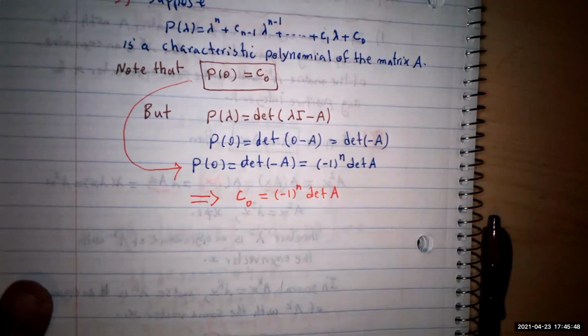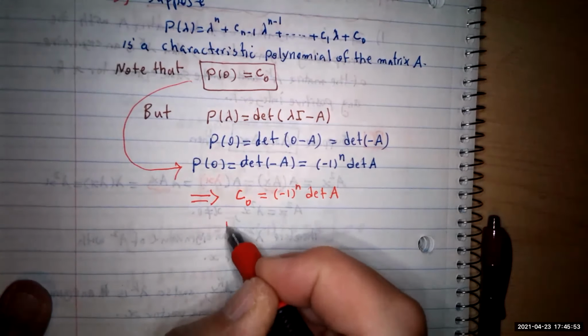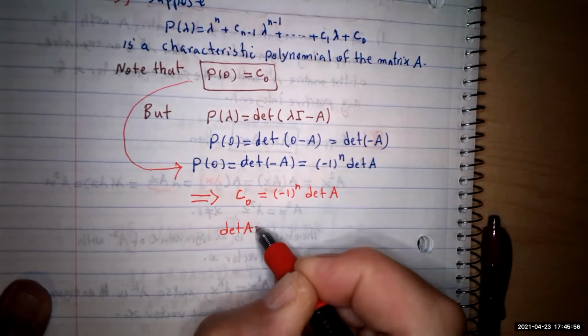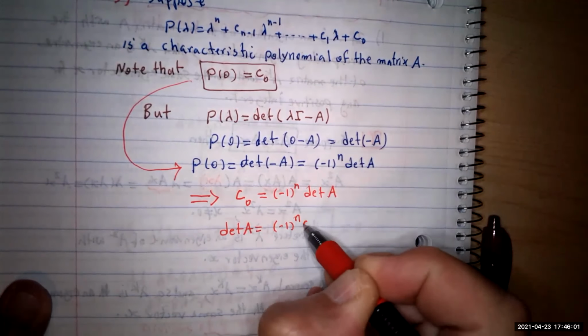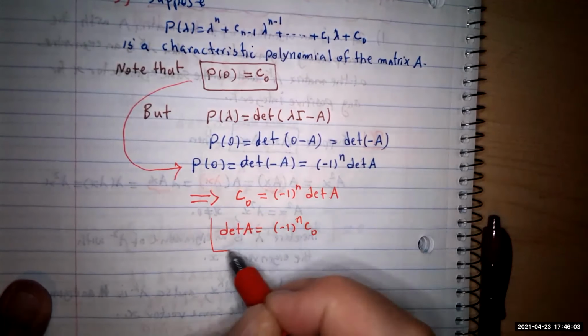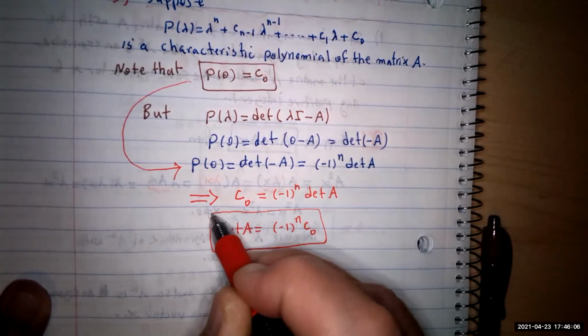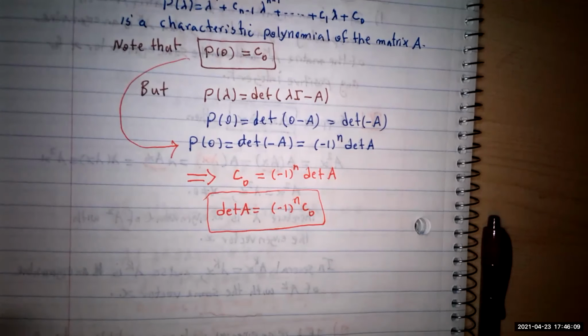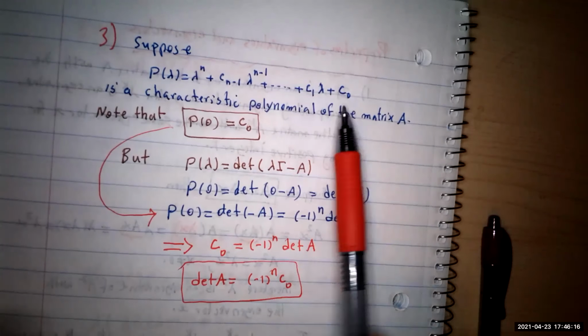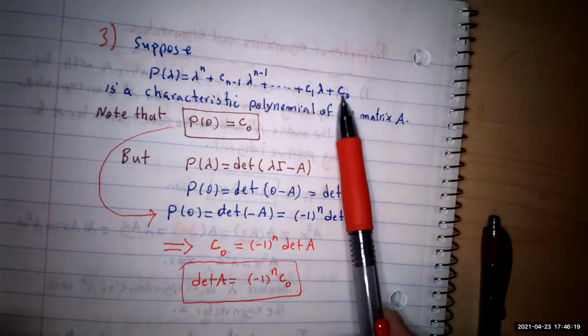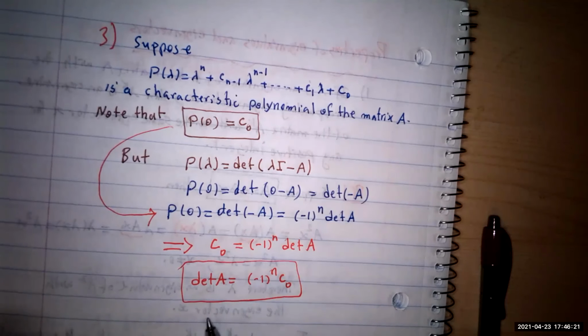If you divide by (-1)^n, this is either a positive one or a negative one. So if you divide, that gives you the determinant of A is going to be (-1)^n C0. You see, very nice property. This means if you have the characteristic polynomial, and you find P of 0, the constant term of that characteristic polynomial gives you the determinant of a matrix.